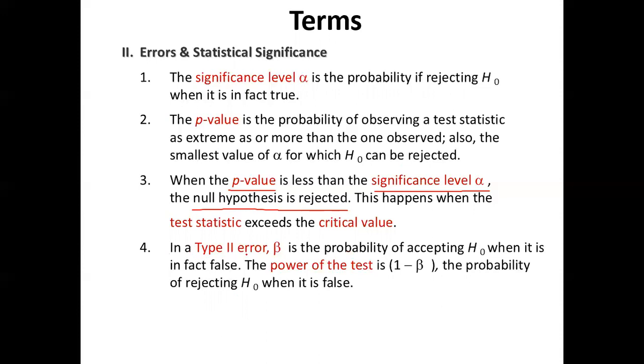Okay. So in a type 2 error, beta is the probability of accepting H0 when it is in fact false, like we have discussed in our previous lesson. You can refer to chapter 5 about type 1 and type 2 error. The power of the test is 1 minus beta, the probability of rejecting H0 when it is false. So the type 2 error occurs if beta is the probability that we accept H0 when actually it is false.